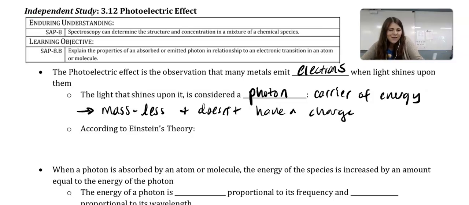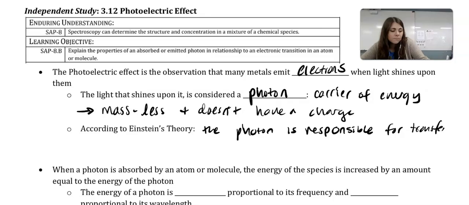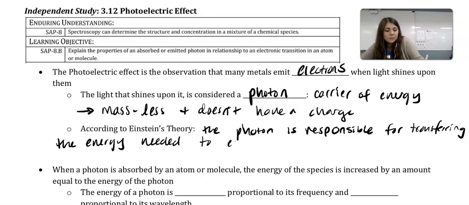This gets mistaken a lot because people like to think photons mean electrons, or they think that they're negative. No, photons have no mass and they have no charge, okay? Actually, according to Einstein's theory, the photon is responsible for transferring the energy needed to eject these electrons in the photoelectric effect.